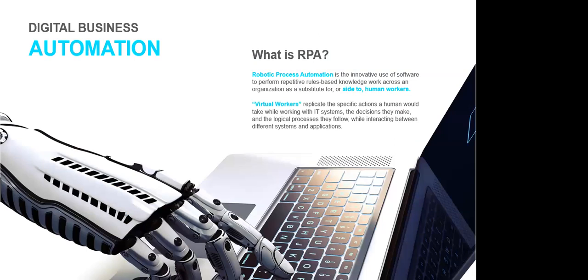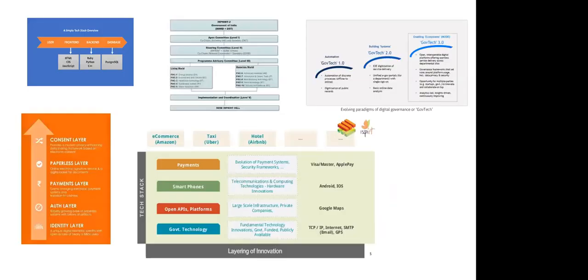Digital automation, business automation is going to be impacted by robotic process automation. And this is an important component of digital transformation. And also one has to take into consideration the consent layer, paperless layer, payment layer, authorization layer, and identity layer, which is available as a tool, which has to be utilized when you go for digital transformation, which is taking place in the financial sector.